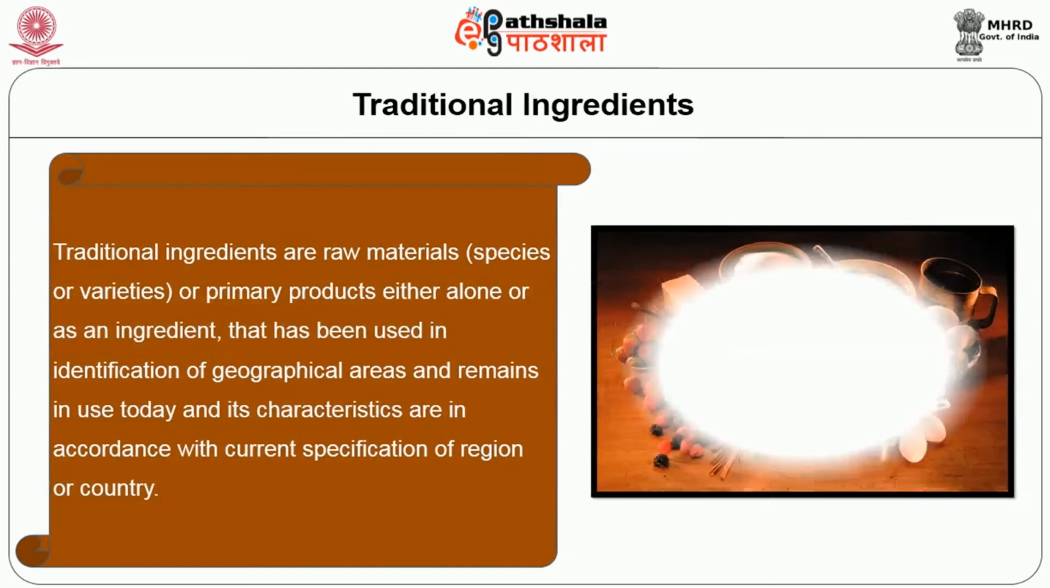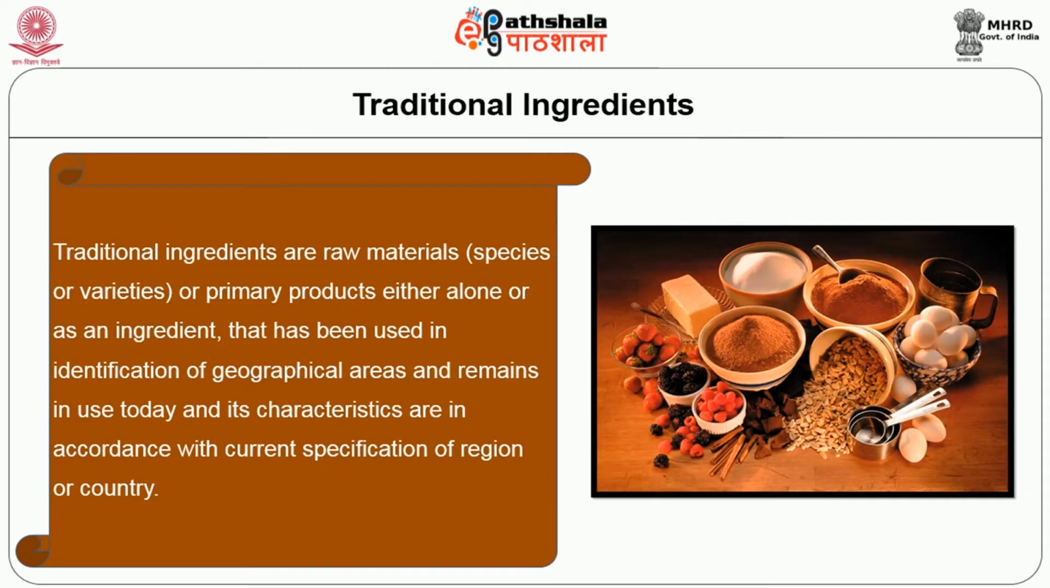The traditional ingredients, when we look, are the raw materials, the species or varieties or the primary products, either alone or as an ingredient, that have been used in identification of geographical areas and remain in use today, and their characteristics are in accordance with the current specification of a region or a country.